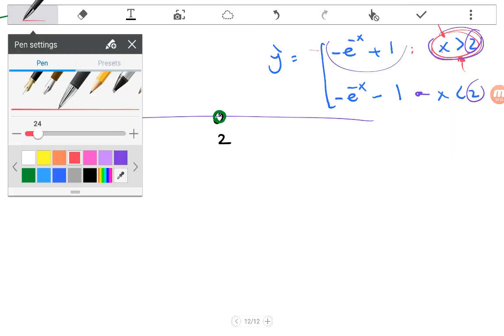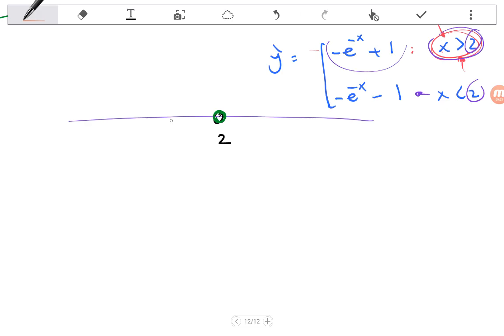Now I need to study the sign about this critical point. Take for example 0 in this case, and take for example 3. When you check 0, 0 belongs to which branch? The first branch or the second branch? Second. In the second branch, it is e power 0 minus 1, that will be negative 1, which will be negative.